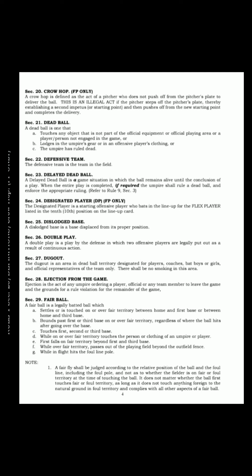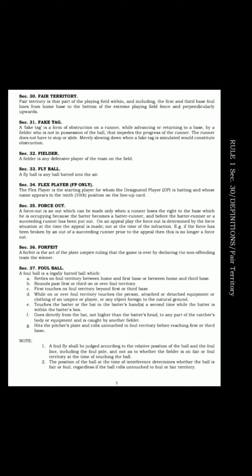Note: a fair fly shall be judged according to the relative position of the ball and the foul line, including the foul pole, and not as to whether the fielder is on fair or foul territory at the time of touching the ball. It does not matter whether the ball first touches fair or foul territory, as long as it does not touch anything foreign to the natural ground in foul territory and complies with all other aspects of a fair ball. Section 30. Fair territory. Fair territory is that part of a playing field within and including the first and third base foul lines from home base to the bottom of the extreme playing field fence and perpendicularly upwards.